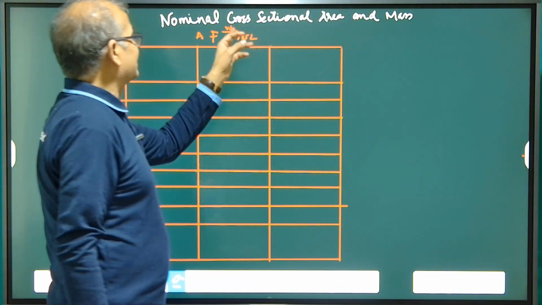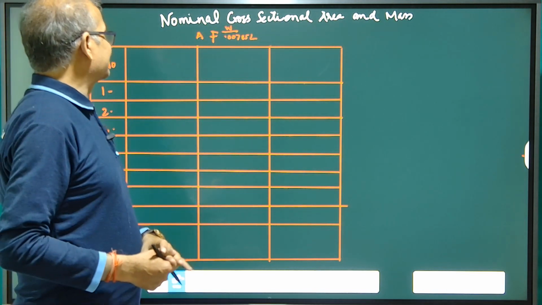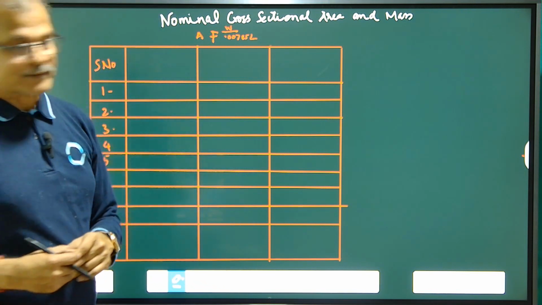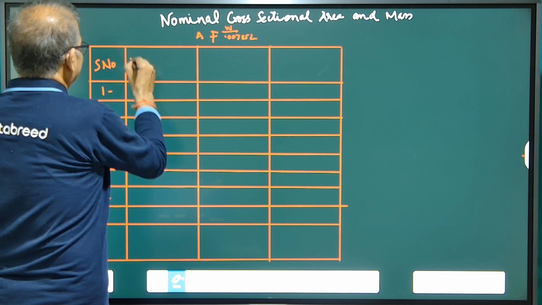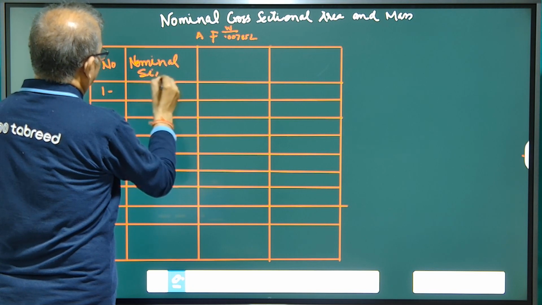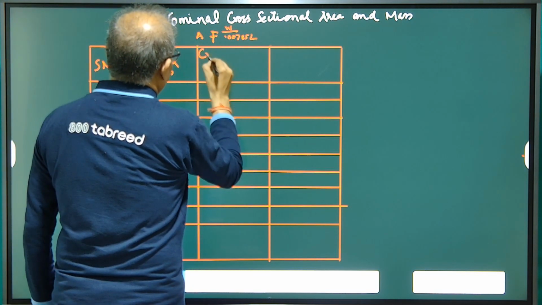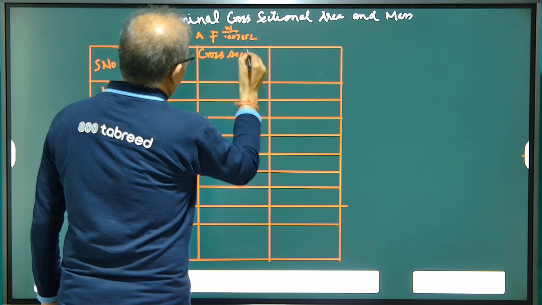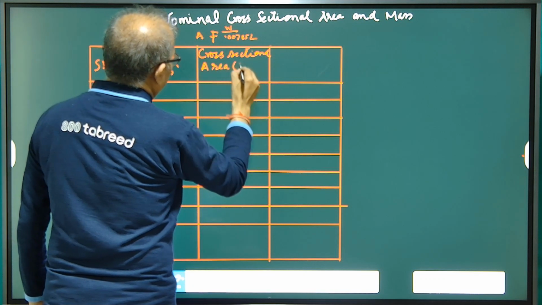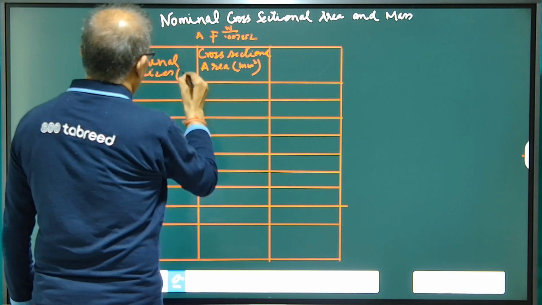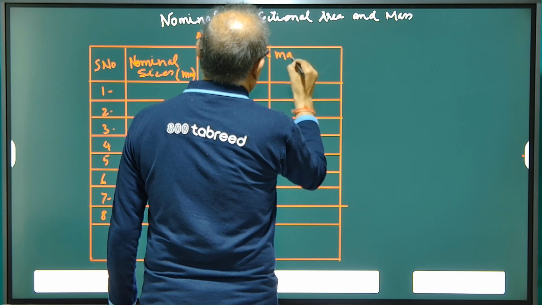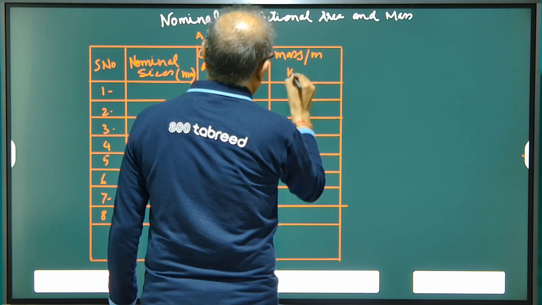So this is nominal cross-sectional area of the mass, which is calculated by weight divided by 0.00785 into length. So nominal sizes, as we discussed in the previous slide, cross-sectional area in mm square, in mm, and mass per meter in kg.